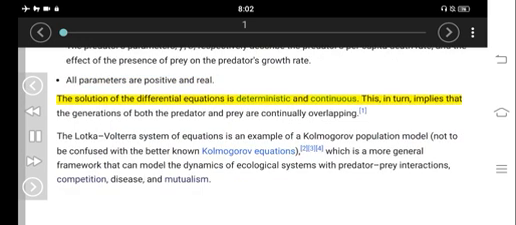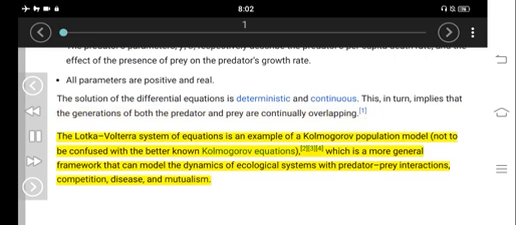The solution of the differential equations is deterministic and continuous. This, in turn, implies that the generations of both the predator and prey are continually overlapping. The Lotka-Volterra system of equations is an example of a Kolmogorov population model, not to be confused with the better-known Kolmogorov equations, which is a more general framework that can model the dynamics of ecological systems with predator-prey interactions, competition, disease, and mutualism.